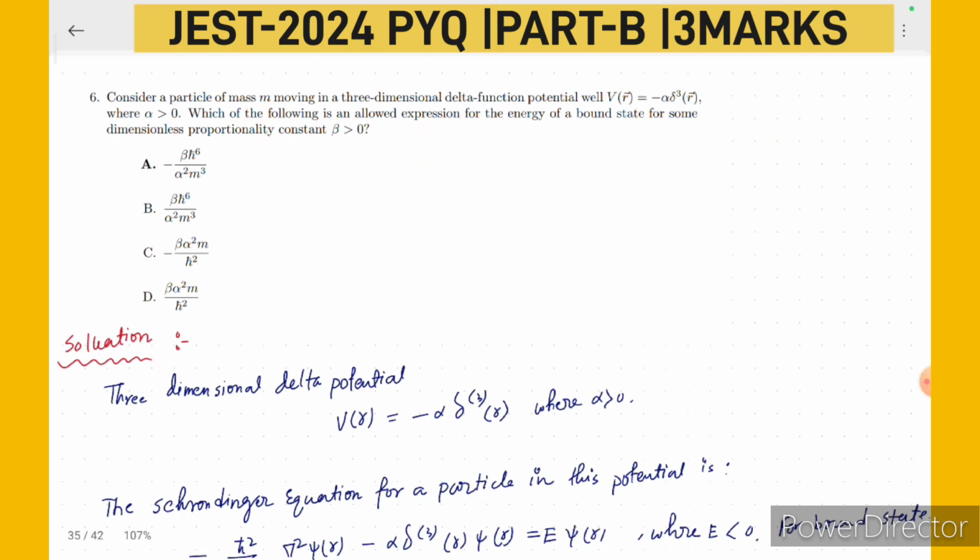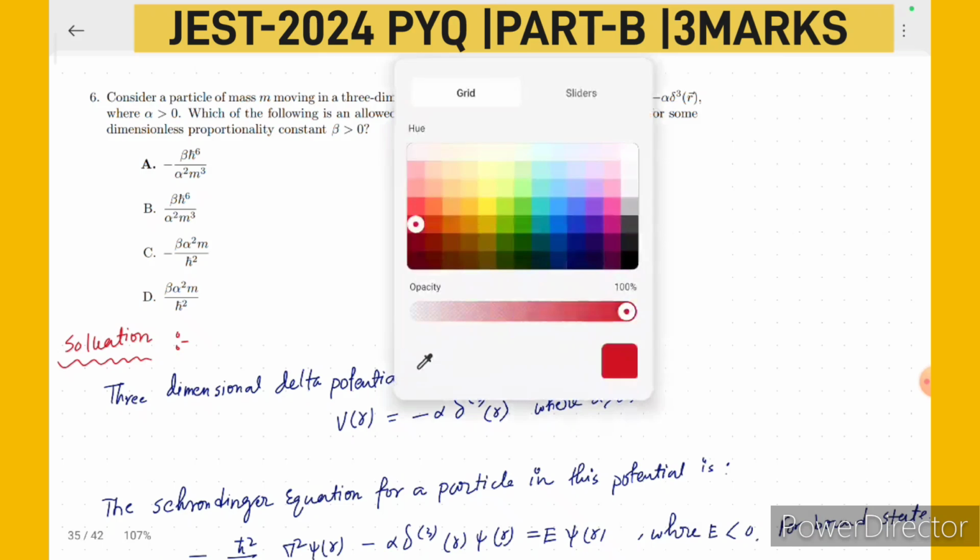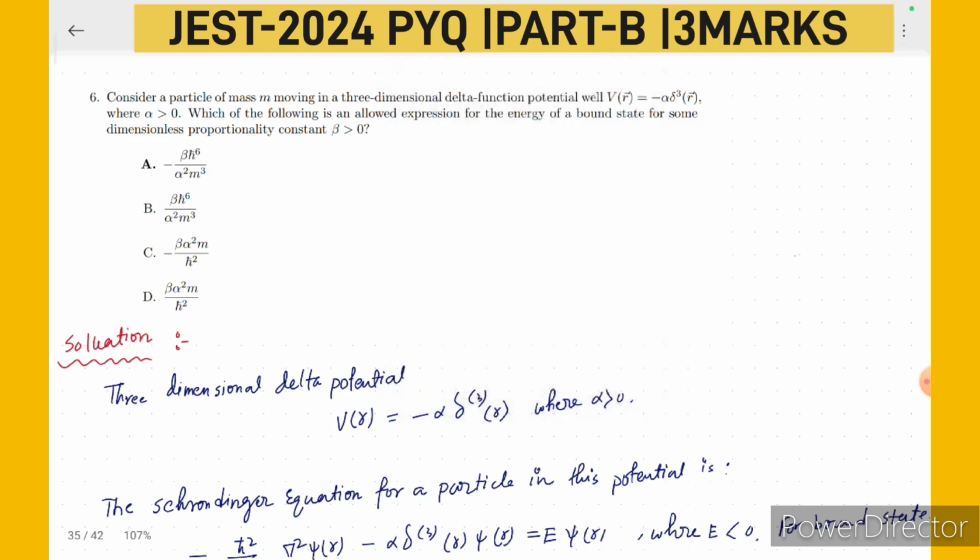So what is the question actually? Consider a particle of mass m moving in a three-dimensional delta potential V(r) equals alpha delta cube of r, where alpha is a positive constant. Which of the following is an allowed expression for the energy of the bound state, for some dimensionless proportionality constant beta, where beta is greater than 0?